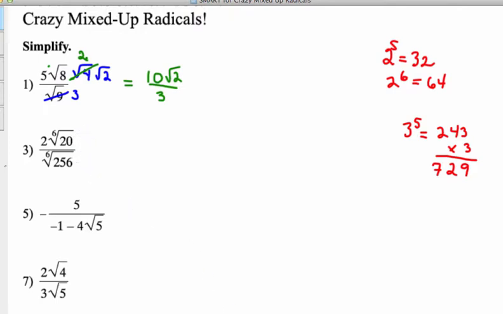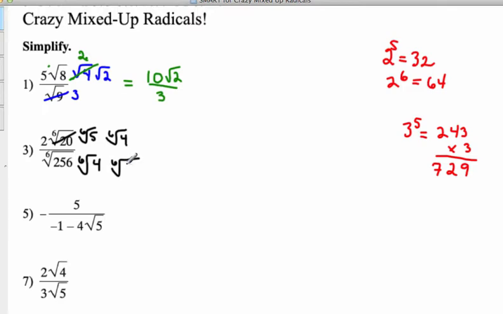Let's see if we can break those down a little bit. Sixth root of 20, I guess sixth root of 5, sixth root of 4. All right, that might help. Sixth root of 256. Well, let's see if 4 goes into it. So does 4 go into 256?